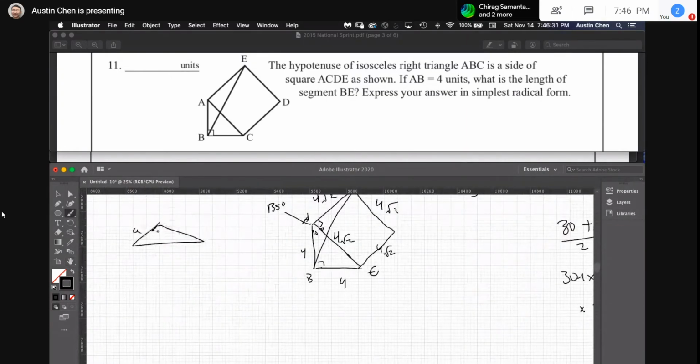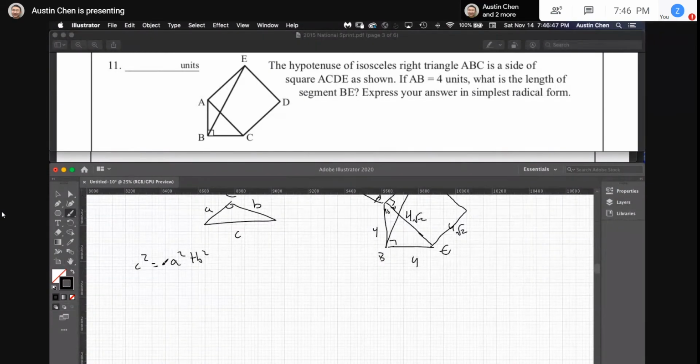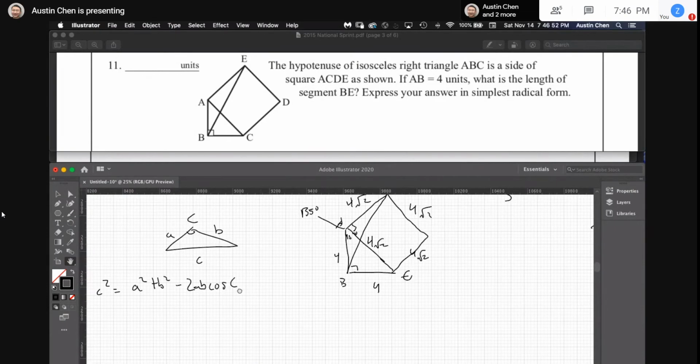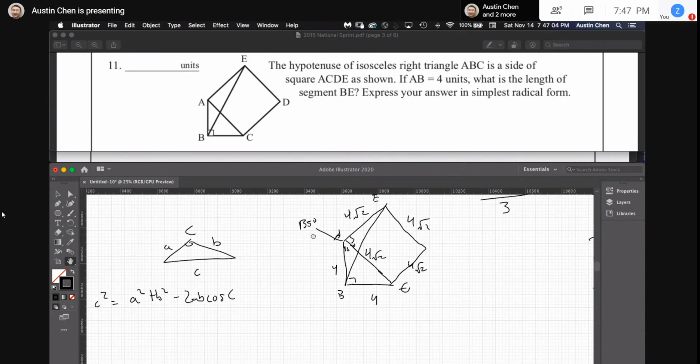Quick recap. If we have any triangle ABC, and we know that the angle between A and B, let's call it angle C, then the law of cosines tells us that C squared equals A squared plus B squared minus 2AB cosine C. So we can apply that here because we want to find what C is, which is this, and we have the side lengths AB and we have the angle C. So yeah, we could do that.